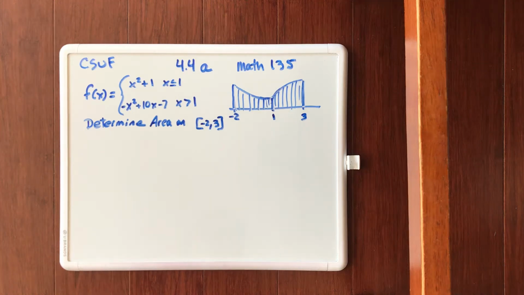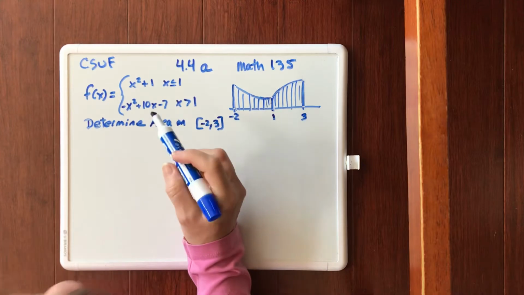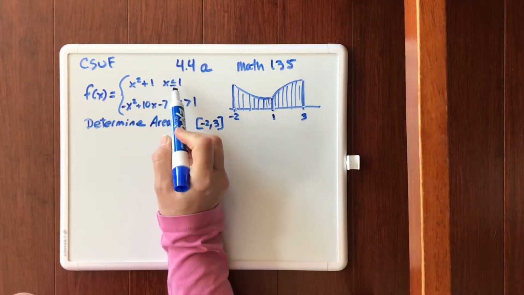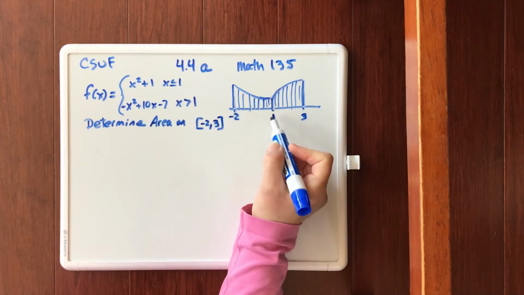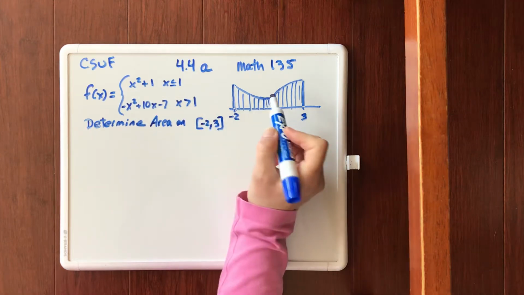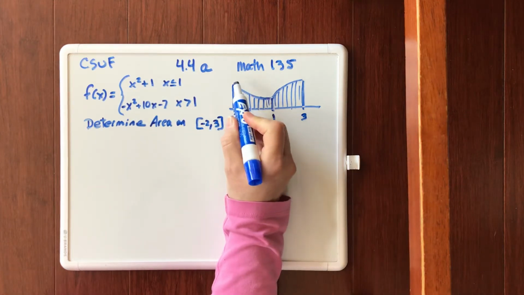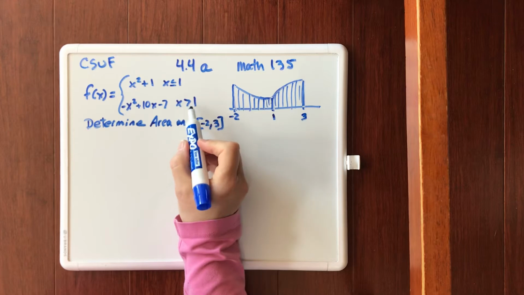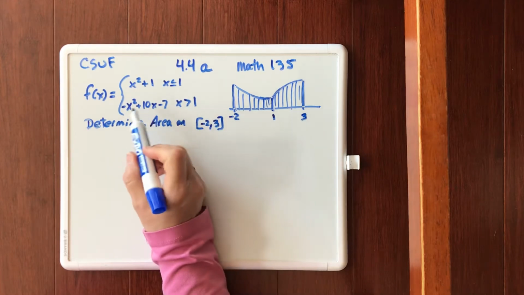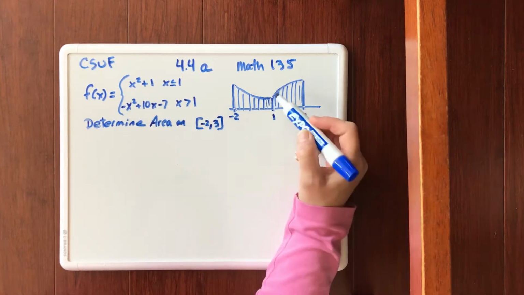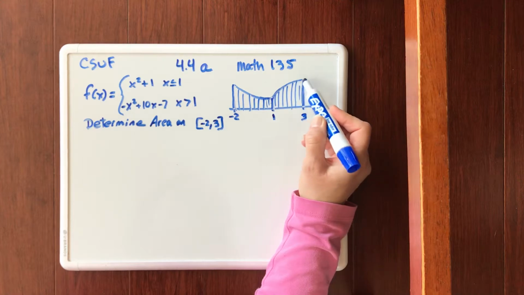Hi, this is 4.4a. We're going to look at a piecewise function. For x less than or equal to 1, we're looking at x squared plus 1. That's this line right here. For x greater than 1, we're looking at this quadratic that faces down. If we were to graph that, that's this line here.